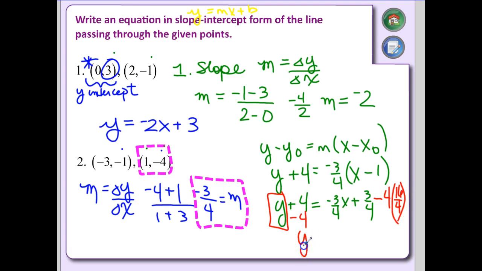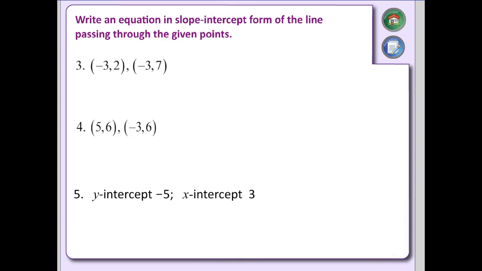So now we've got y equals negative 3/4 x. What's negative 3/4 minus 16/4? Well, that's negative 19/4. And that is the equation of my line in slope-intercept form. So again, kind of long and drawn out, a lot of little steps along the way. And hopefully after you do a few, you'll recognize the pathway that you need to take. We've got a few more to look at.